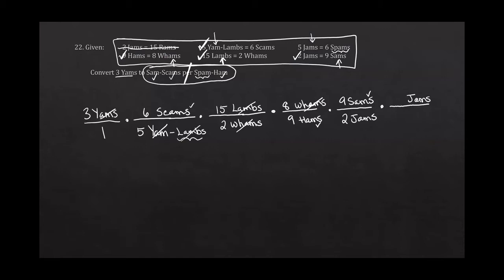All right, so the conversion we are using says 5 jams in the top is equal to 6 spams in the bottom. Cancel our jams. And now we have spams in the bottom like we need. Looks a little ridiculous, but it's okay. Again, if we look at the units that are still left in the top, we have the scams and the sams, which is good. That's scam sams or sam scams, right?